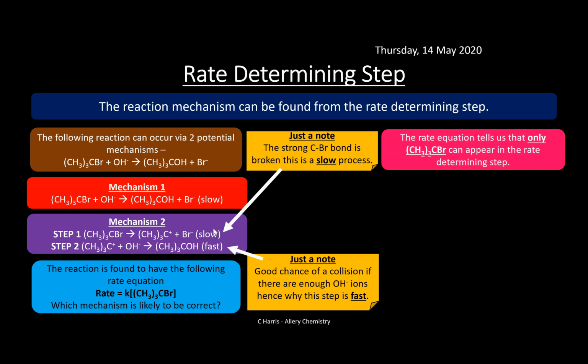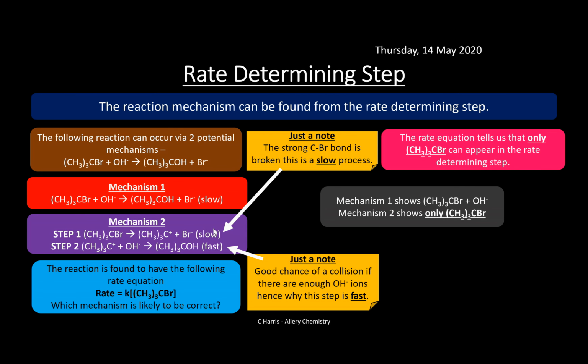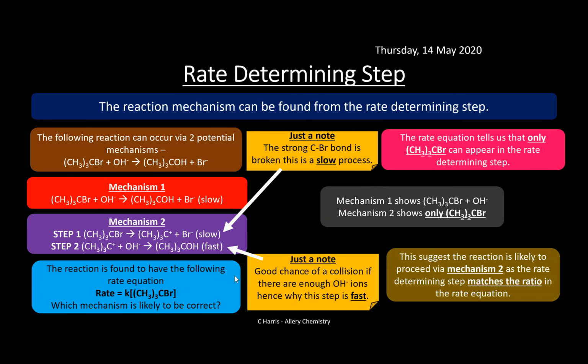So the rate equation tells us that only the tertiary halogenoalkane can actually appear in the rate determining step. Mechanism 1 shows the tertiary halogenoalkane and the OH minus, so both of them appear there. Whereas mechanism 2 only shows the tertiary halogenoalkane in step 1, which does match exactly the rate equation we've written down here. So we can be confident that the reaction is likely to proceed via mechanism 2, because that has a step which exactly matches the rate expression.